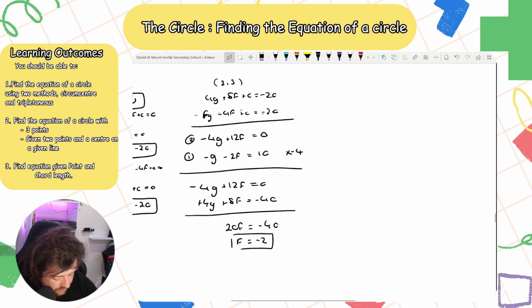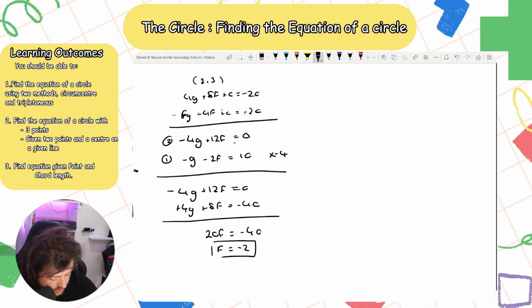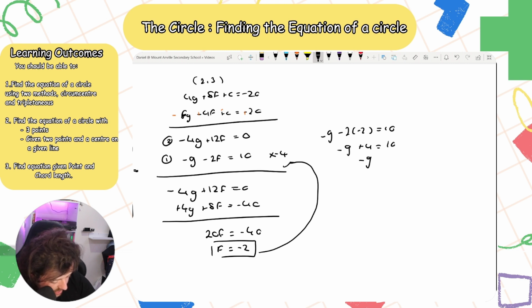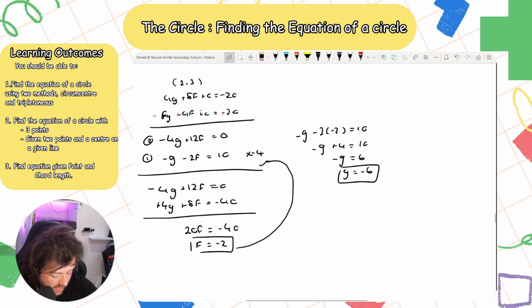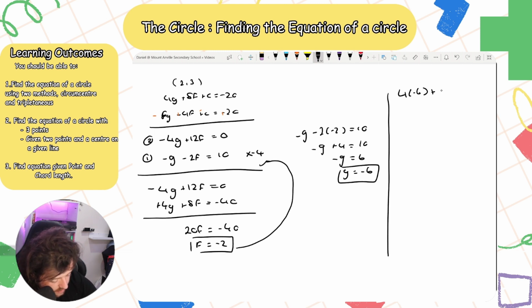Let's sub that in to find g. So I'm going to sub it into one of these equations up here. So minus g minus 2 times minus 2 is equal to 10. Minus g plus 4 is equal to 10. Minus g is going to be equal to 6. g is equal to minus 6. So I have f and I have g. And now I just sub these back in to find c. So 4 times minus 6 plus 8 times minus 2 plus c is equal to minus 20. Minus 24 minus 16 plus c is equal to minus 20.